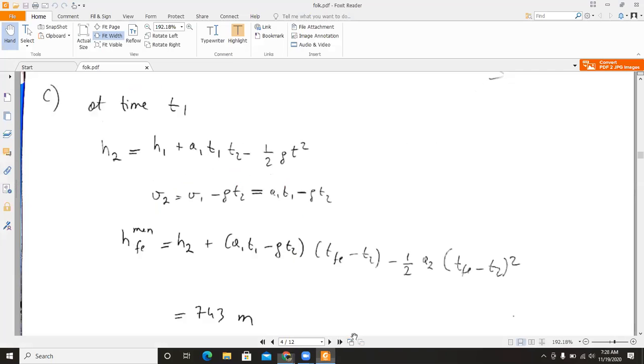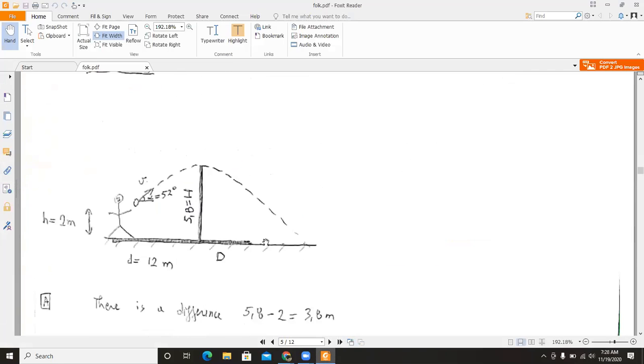So look at what I did. This is the guy, 2 meters tall. We have h, the height of the wall, 5.8 meters. There is an angle here, 52 degrees, and there is an initial speed v. And the guy is 12 meters away from the wall. And question A is, what is this d?